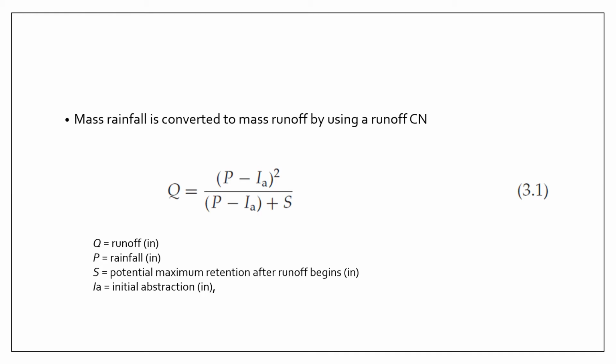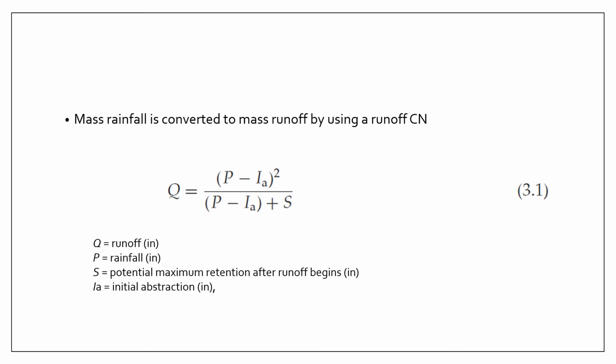Now, the start of the method is you have a mass or a volume of rainfall that is converted into runoff using the curve number. You have Q, or runoff, is equal to precipitation minus your initial abstraction, and that quantity is squared, and then you have your quantity of precipitation minus initial abstraction plus your potential maximum retention after your runoff begins.